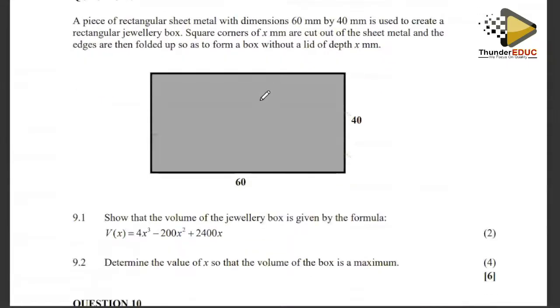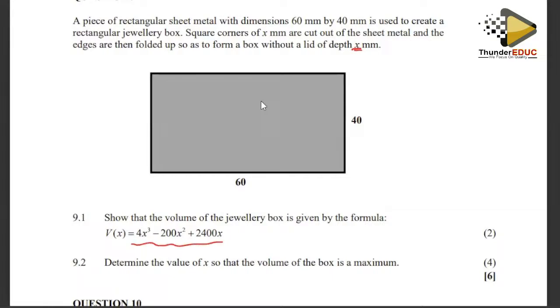Question 9. A piece of rectangular metal with dimensions 60 and 40 is used to create a rectangular box. Square corners of x millimeters are cut out of the metal, and then the edges are folded to form a box without a lid, but with a depth of x millimeters. Can we show that the volume of the box is going to be given by this?